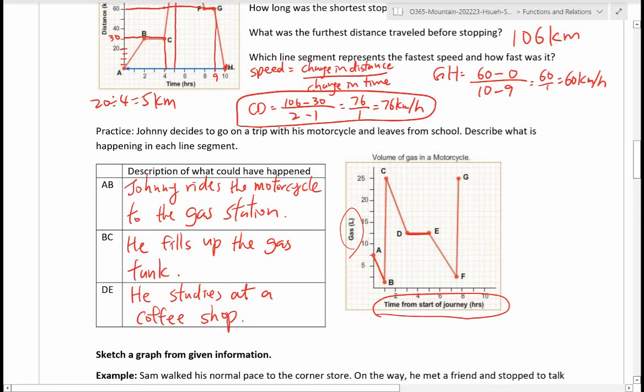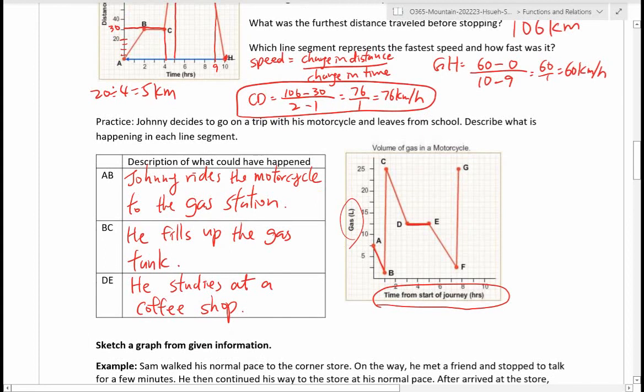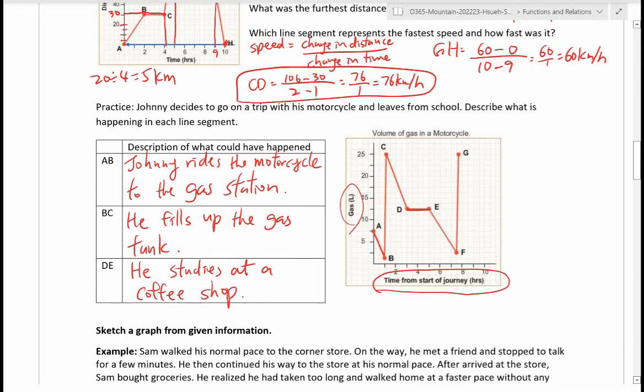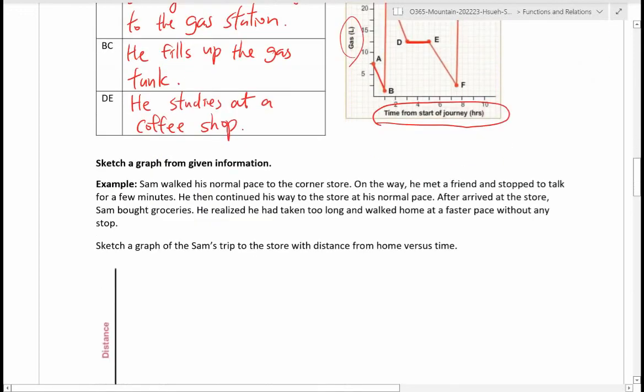Okay, he was not riding the bicycle. So I'm just saying, well, he's studying, or he could be drinking coffee. He could be having dinner, right? Anything could happen. All right, so hopefully that makes sense.